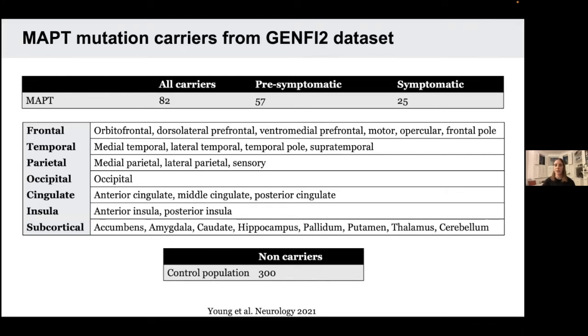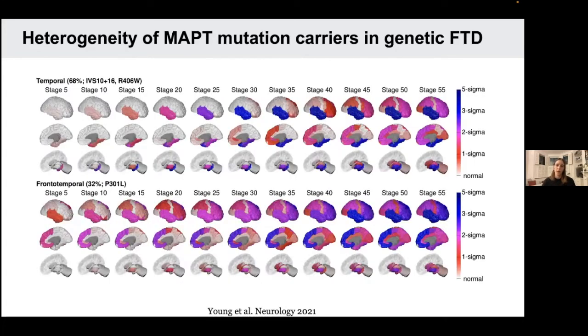Again, we measured the volumes as Z-scores relative to a control population of 300 non-carriers. And we were also careful to avoid unblinding of the genetic status by only including mutations where there were both carriers and non-carriers with that particular mutation. We found that SUSTAIN identified two distinct progression patterns amongst MAPT mutation carriers. Again, the color scale here goes from red to magenta to blue. What we see is that the first subtype has a more typical atrophy pattern for MAPT mutation carriers, with atrophy predominantly in the temporal lobe and the hippocampus at early SUSTAIN stages. Whereas the second subtype has a more atypical pattern with more widespread atrophy, and in particular, has earlier frontal lobe atrophy in addition to temporal lobe atrophy.